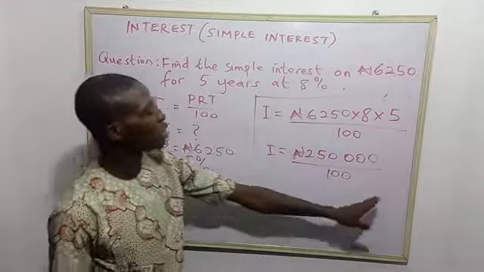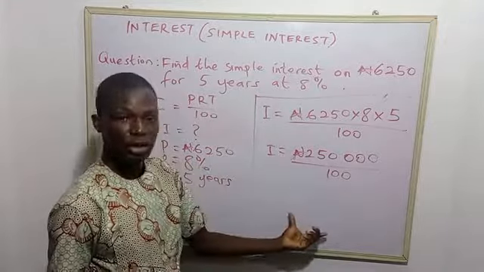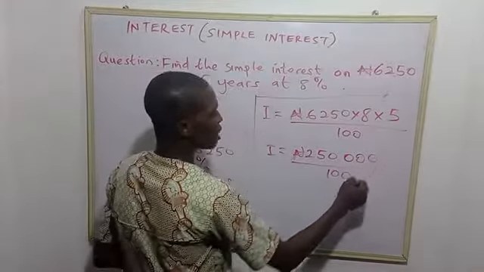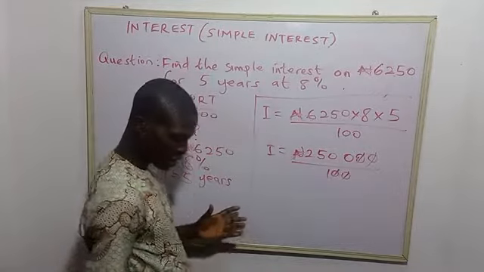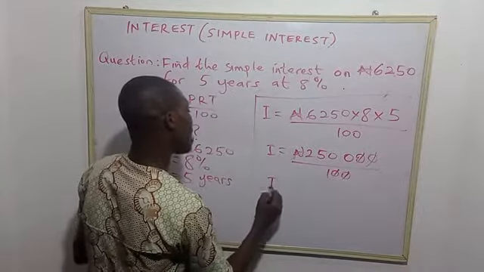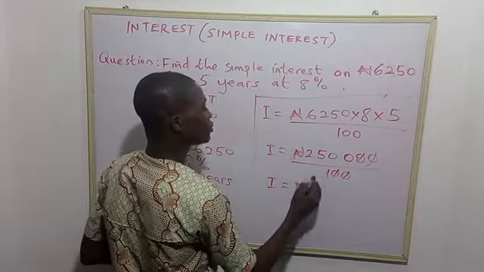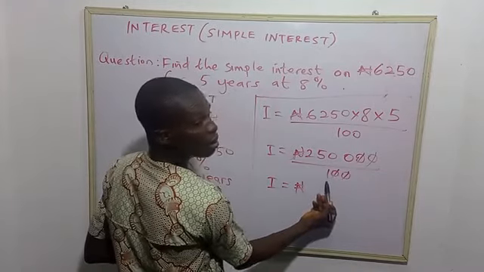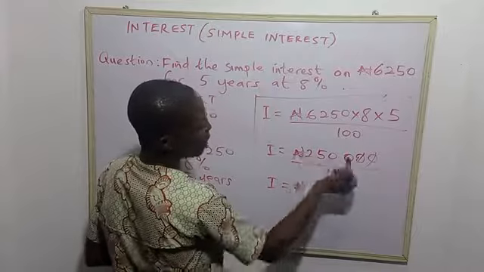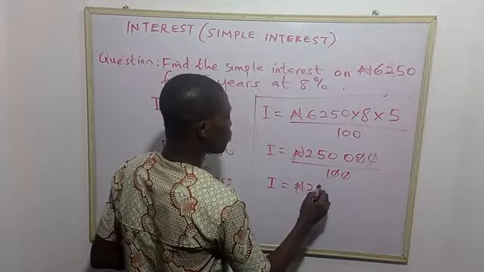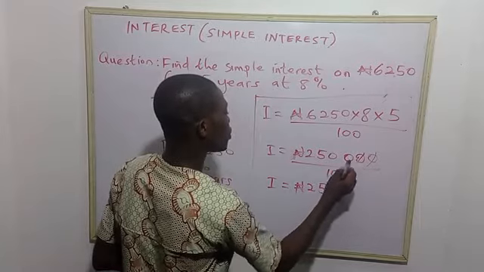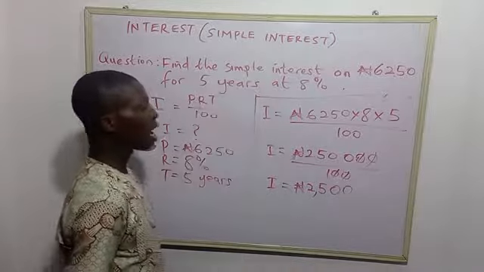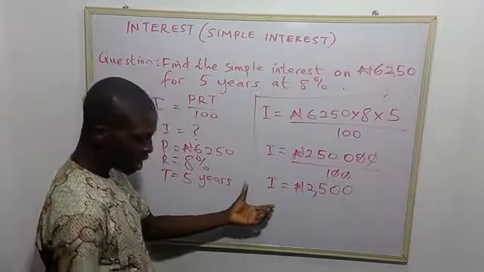Okay, so with what we have done in this place, let's continue from there. 250,000 divided by 100. Just let the zeros cancel themselves out. Is that clear? So what are we left with? I equals to 2,500. So if you convert this, it's going to be 2,500 naira. So that's our interest. 2,500 naira is our interest.